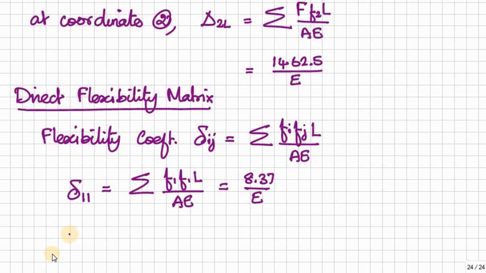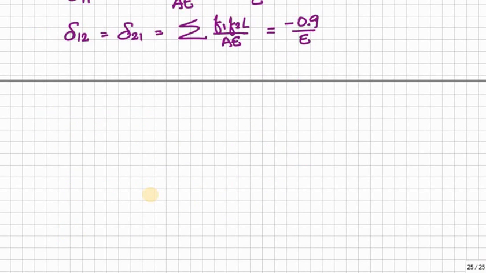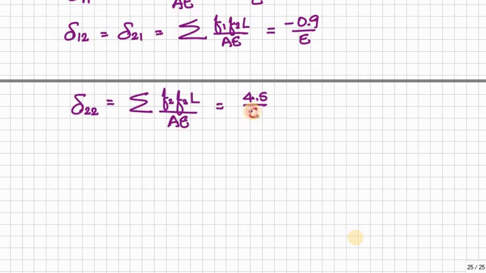So delta 11 is equal to 8.37 divided by E. Delta 12 is equal to delta 21 is equal to minus 0.9 divided by E. And delta 22 is equal to 4.5 divided by E. Therefore, the flexibility matrix delta is equal to 8.37 divided by E, minus 0.9 by E, again minus 0.9 by E, and 4.5 by E.